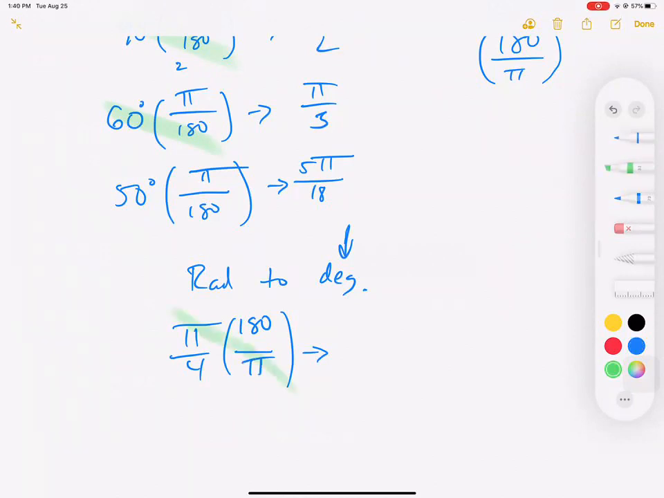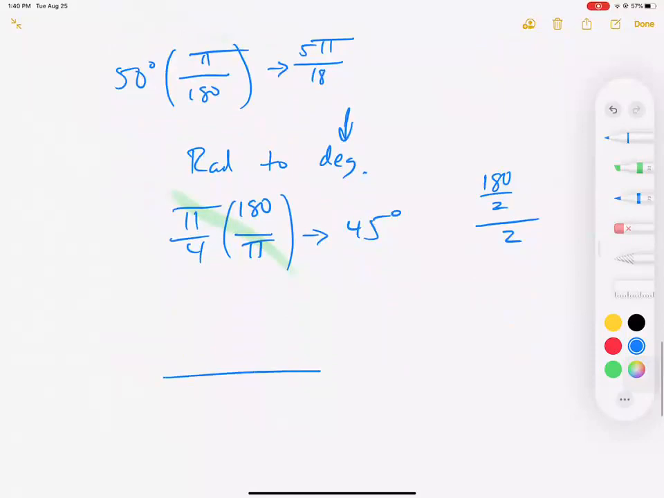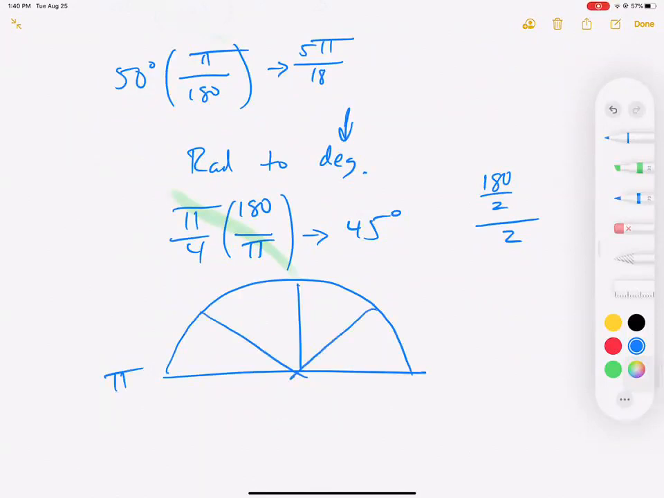So we're left with 180 divided by 4. In my mind, I can't do that, but I could divide it by 2. What's 180 divided by 2? 90. Half of 90 is 45. If you look at the chart, pi over 4 is 45 degrees. Let's draw this. If this is pi, and we divide this into 4 sections, 45 degrees would be pi over 4. 180, 90, 45. Equivalent.